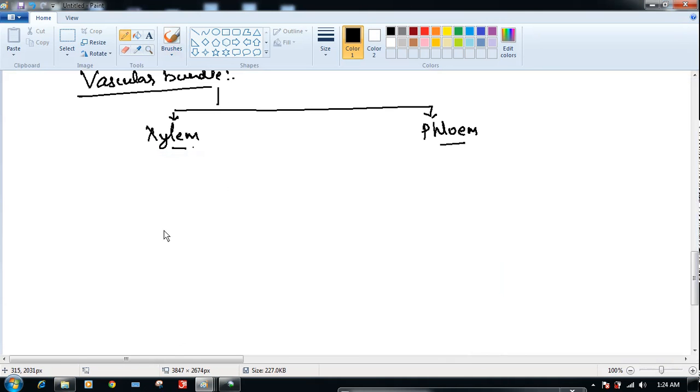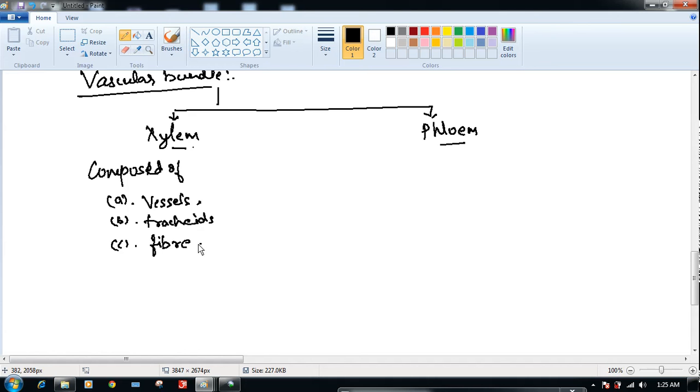So we can write that xylem is composed of first part is your vessel, second part is your tracheids, third part is your fiber, and the fourth part is your parenchyma.